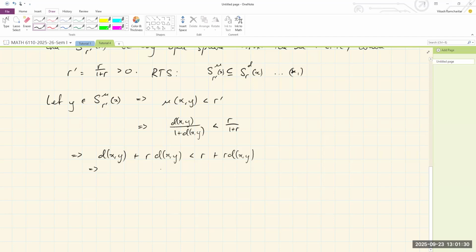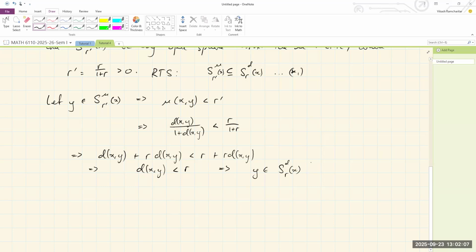And since y is not equal x, d of x comma y is not equal to 0. So I can remove it from both sides, and I simply get d of x y is less than r. So this is telling me that the distance between the points x and y with respect to the D metric is within radius r. In other words, y belongs to the open sphere or open ball with respect to the D metric centered at x of radius r. Okay, and that's what I want you to show.